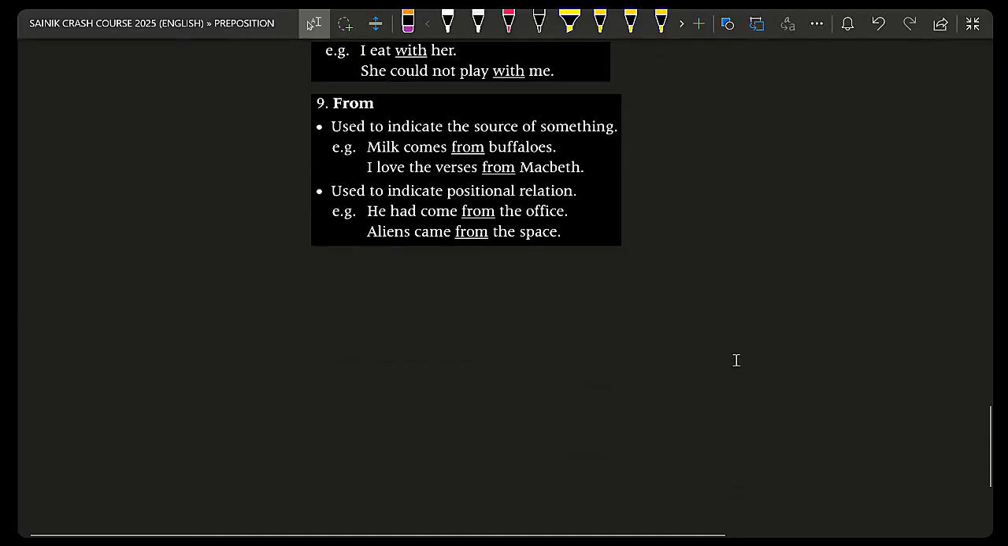Milk comes from buffaloes. I love the verses from Macbeth. Maybe it's a textbook and the verses are there. So the source of those verses is Macbeth. Used to indicate positional relation. So positions, related to positions. He had come from the office. Where is he coming from? He is coming from the office. Aliens came from space. So it indicates the positional relation between the aliens and space. And the next preposition we are going to discuss is between.